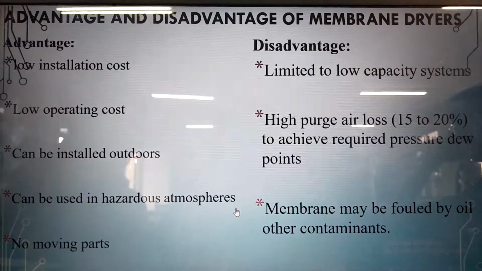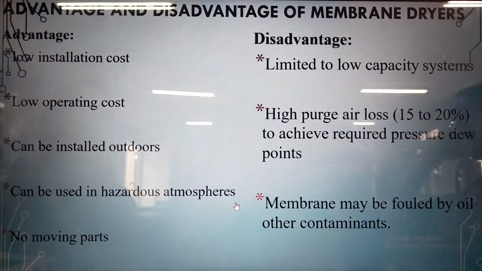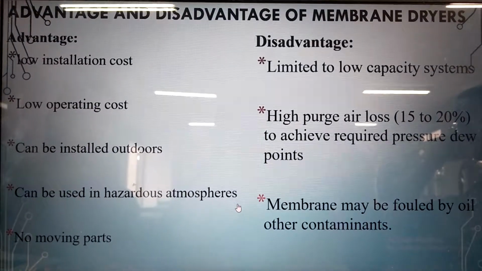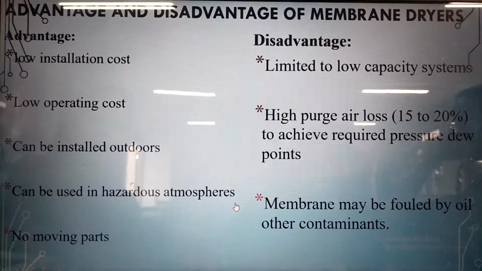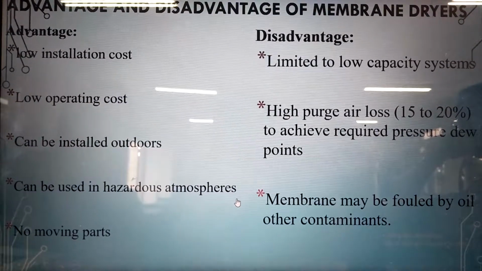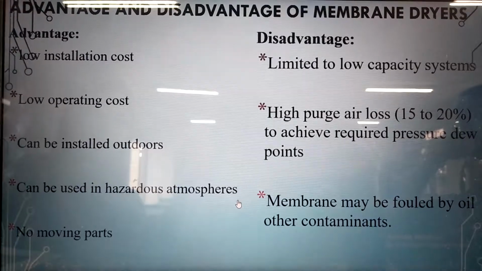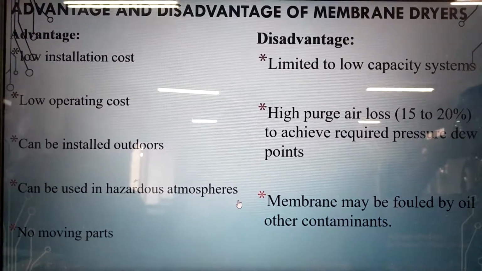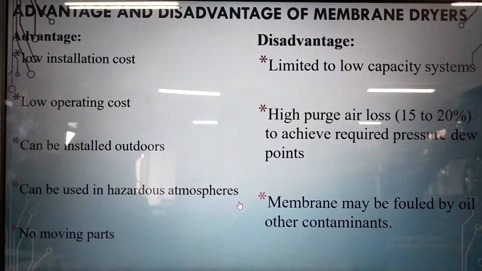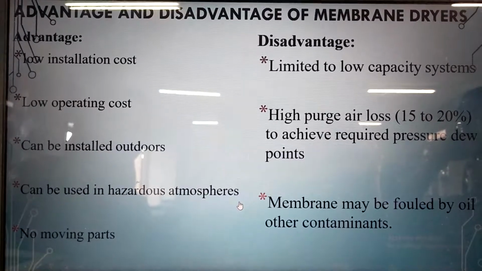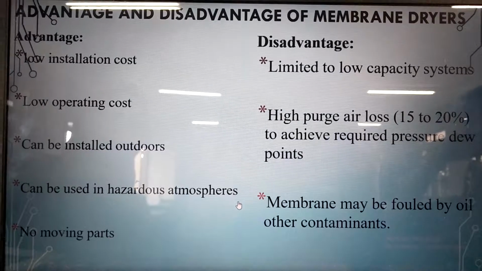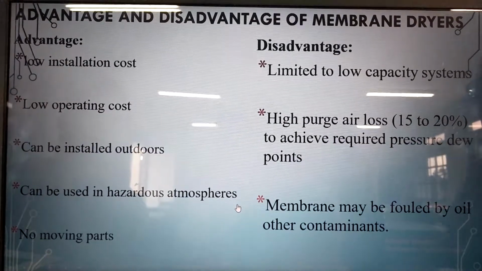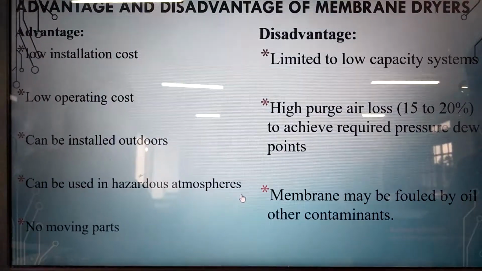Advantages and disadvantages of membrane dryers. Advantages: low installation cost, low operating cost, can be installed outdoors, can be used in hazardous atmospheres, no moving parts. While the disadvantages are: limited to low capacity systems, high purge air loss of 15 to 20% to achieve required pressure dew points. Membranes may be fouled by oil and other contaminants.